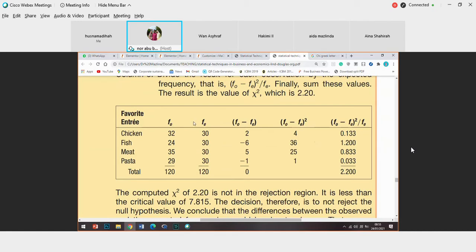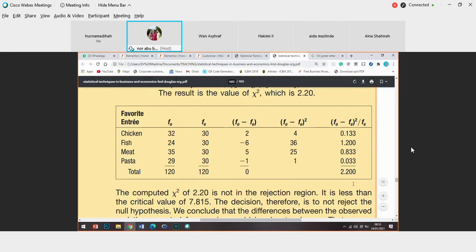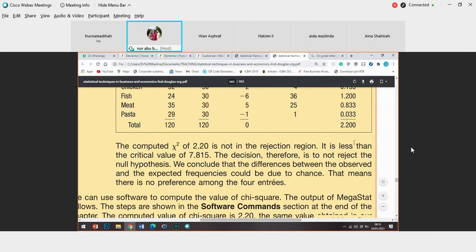F of the frequency of the observed value, frequency of the expected value: 32 tolak 30, 24 tolak 30 negatif 6. Awak kuasa duakan and then awak bahagikan dengan FE: 4 bahagi 30, 36 bahagi 30, 25 bahagi 30. Okay, tak ada kerja kan? Okay, so you sum up everything, nampak 2.20. Okay, you sum up everything, jumlahkan semua sekali. So 2.20 is not in the rejection region.